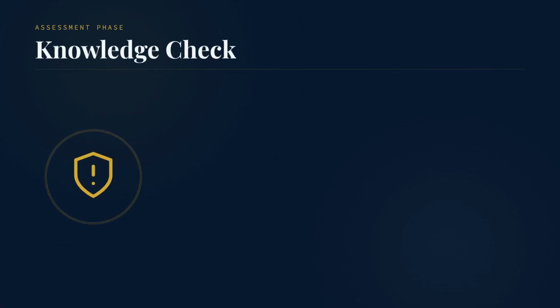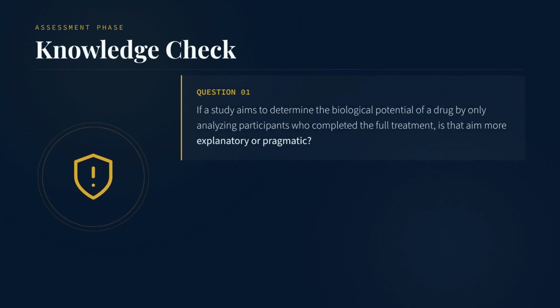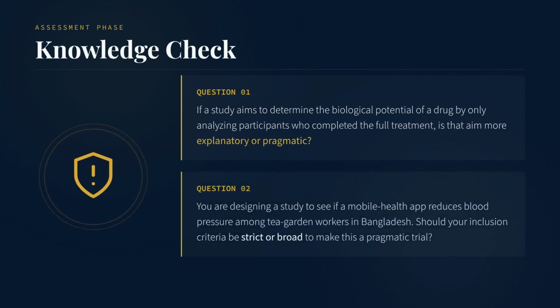Before we finish, let's test your understanding. First, if a study aims to determine the biological potential of a drug by only analyzing participants who completed the full treatment, is that aim more explanatory or pragmatic? Second, you are designing a study to see if a mobile health app reduces blood pressure among tea garden workers in Bangladesh. Should your inclusion criteria be strict or broad to make this a pragmatic trial? Think about it. The answers lie in the balance between control and reality. Thank you for joining this lecture on trial objectives.